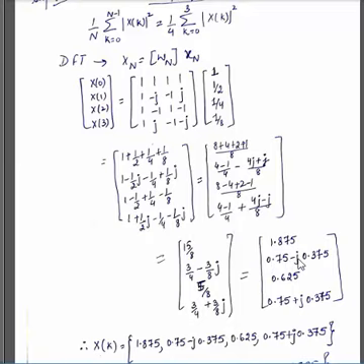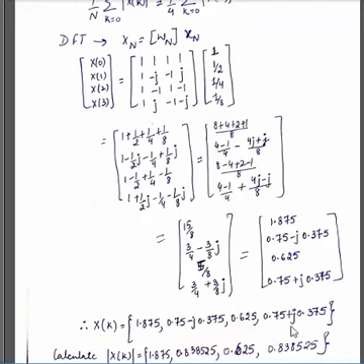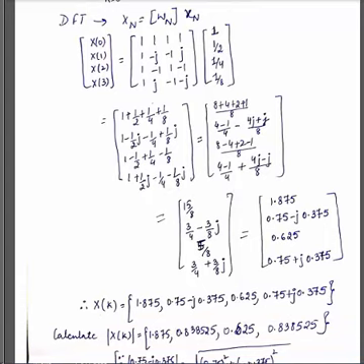0.75 minus j 0.375, 0.625, 0.75 plus j 0.375. Therefore, the DFT is 1.875, 0.75 minus j 0.375, 0.625, 0.75 plus j 0.375. Now we will calculate the absolute value of x of k.